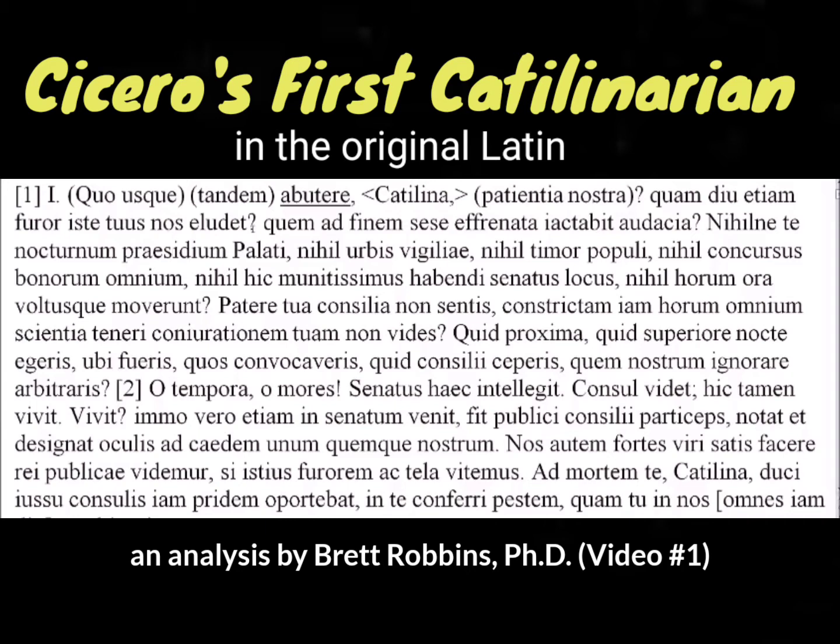Quam diu etiam furor iste tuus nos eludet? All right. Number one, is there an unambiguous nominative that we can underline? In other words, the subject of the sentence. Quam diu etiam furor iste tuus nos eludet? Well, if you ask me, iste and tuus, and furor, are all in what case? Unambiguously, they are in the nominative, and therefore I'm going to underline them as what?